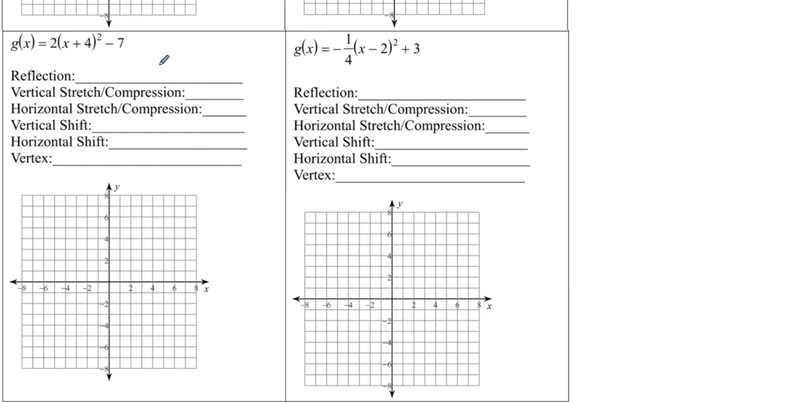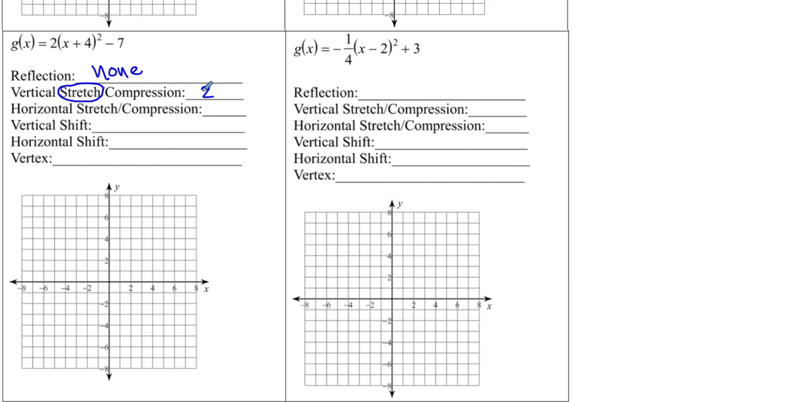All right, welcome back. So I'm going to run through these with you guys. Hopefully you put down what I'm about to put down. So do we have a reflection? No negative sign, so this is a none. Do we have a vertical stretch or compression? We do have a 2 on the outside. So this is actually a vertical stretch. Remember, when it's vertical, we always think as is. If it's a bigger number, it's a stretch. If it's a smaller number, it's a compression. So we have a vertical stretch of 2.